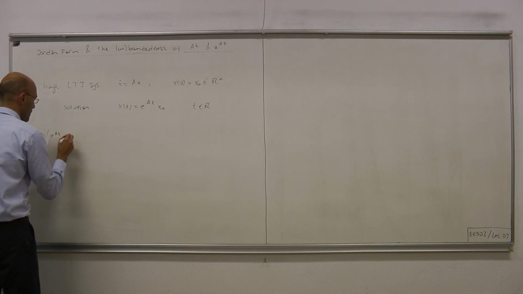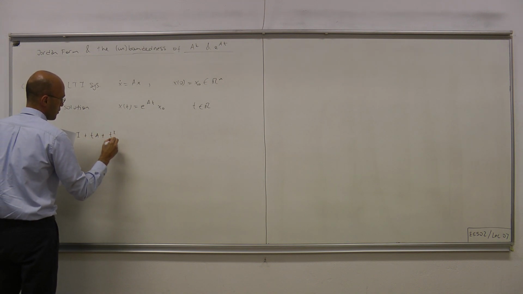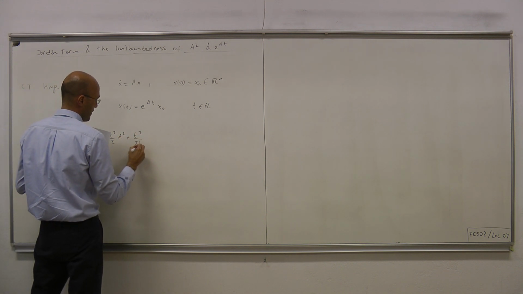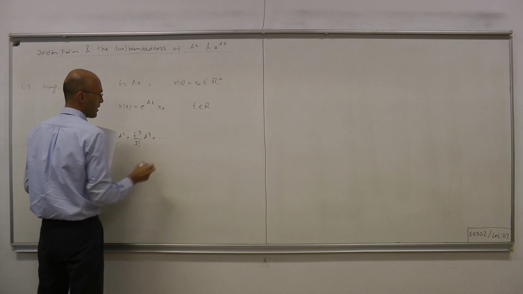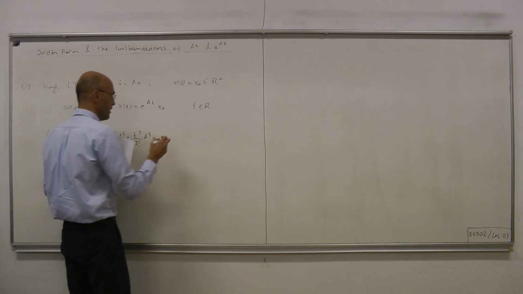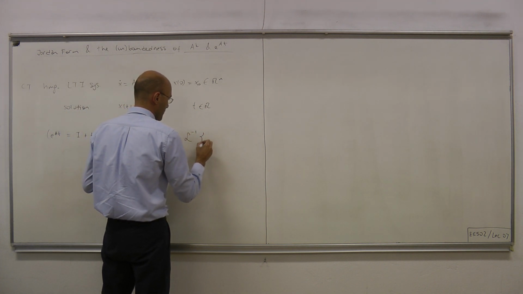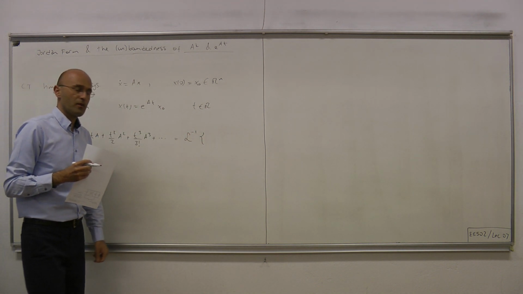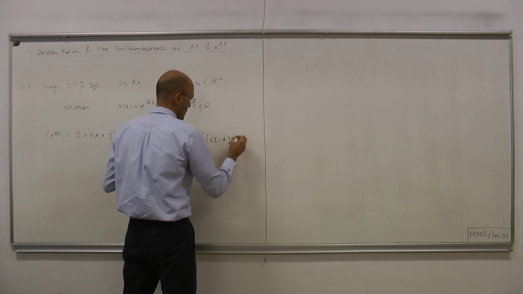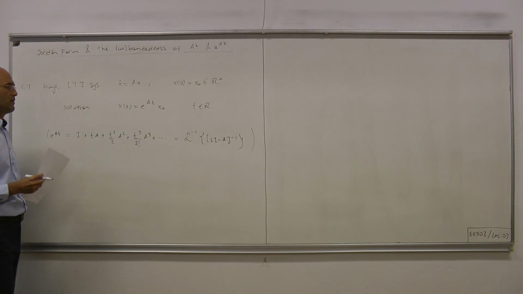e to the At equals I plus tA plus t squared over 2 A squared plus t cubed over 3 factorial A cubed, and so on. This is the series definition, or construction, of the state transition matrix. It can also be computed by Laplace transform. In other words, e to the At equals the inverse Laplace transform of the matrix (sI minus A) inverse. This is from our previous lectures.